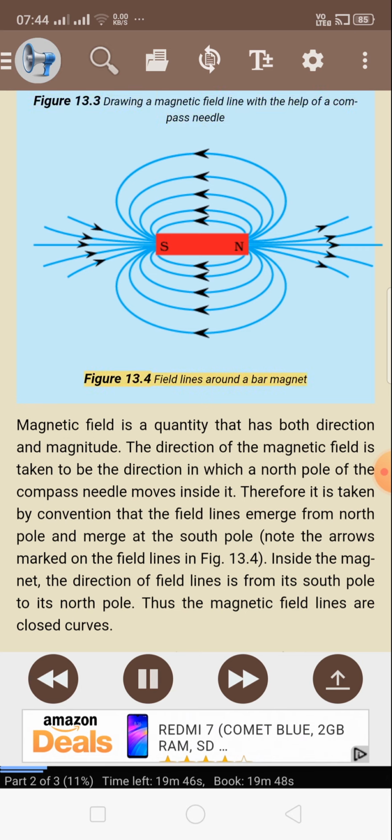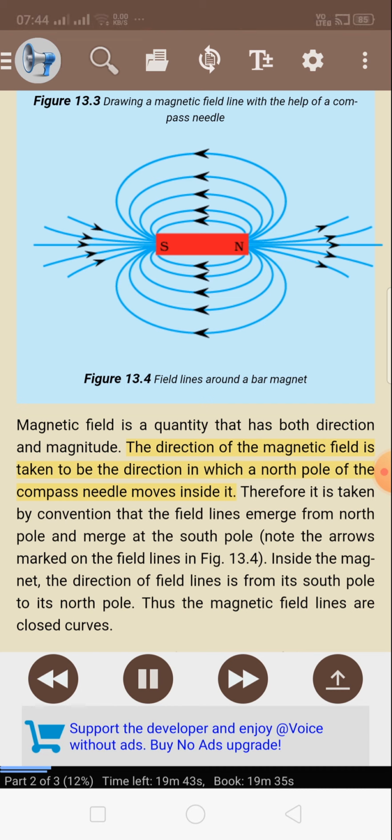Figure 13.4: field lines around a bar magnet. Magnetic field is a quantity that has both direction and magnitude. The direction of the magnetic field is taken to be the direction in which a north pole of the compass needle moves inside it. Therefore, it is taken by convention that the field lines emerge from the north pole and merge at the south pole. Note the arrows marked on the field lines in figure 13.4.